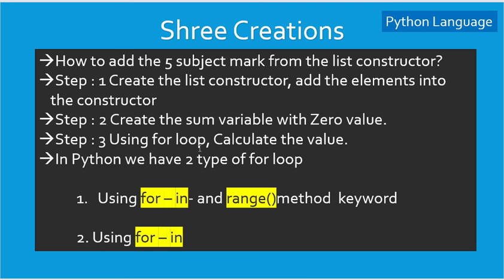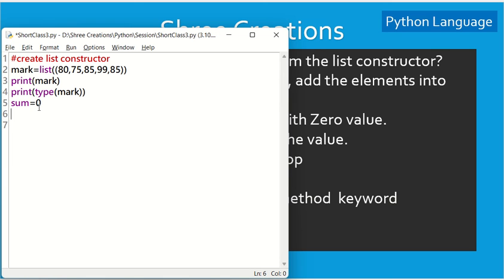Okay. And first I will show the demo for in range method. So that means using for loop, using for loop with the range method. Parenthesis, we need to call like a method. Okay. So using this, I am going to write the code.